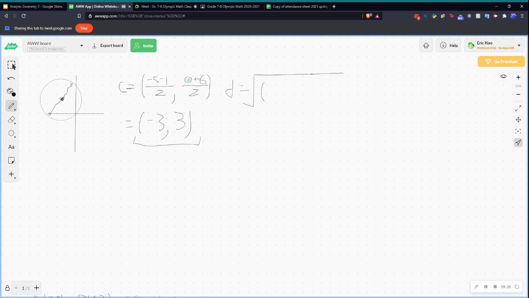Right, so let's find the distance. So we have x2 minus x1. So let's do -1 minus -5, all of that squared. And we also have the difference between the y coordinates. So that's just 6 minus 0, all that squared.